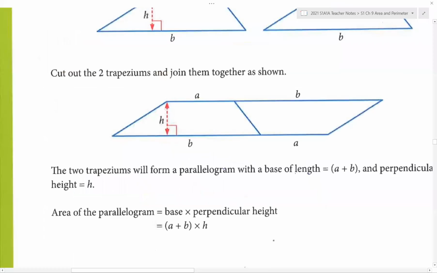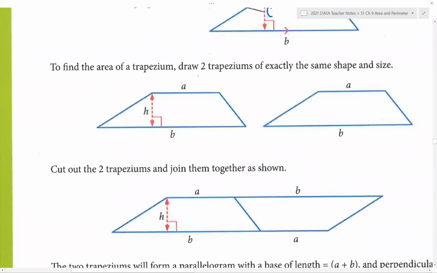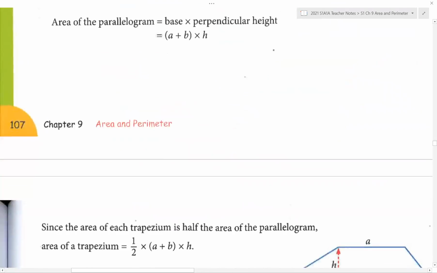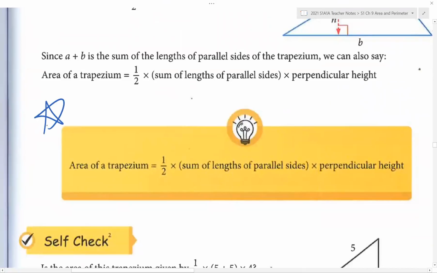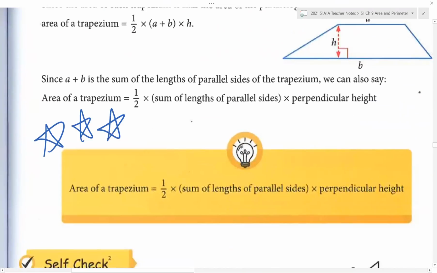Okay, so here we have what was happening just now. You duplicate, you photocopy that trapezium, then you form a parallelogram. The base will be A plus B. The height is H. So our formula states, okay, this is on page 108. Put a star, put many stars.